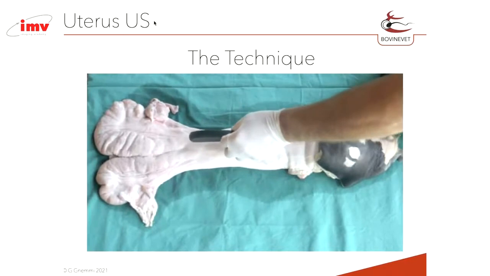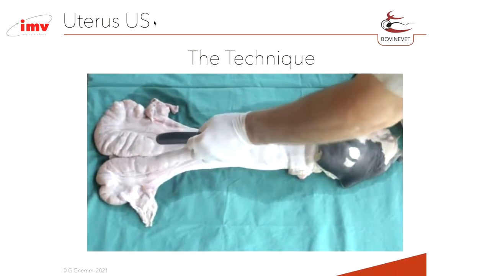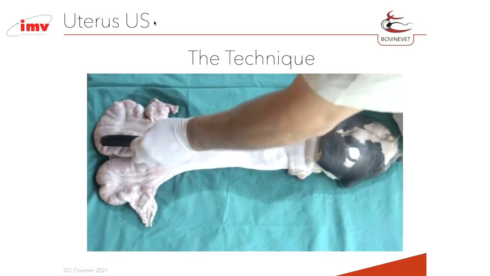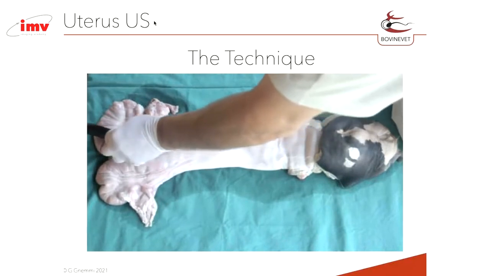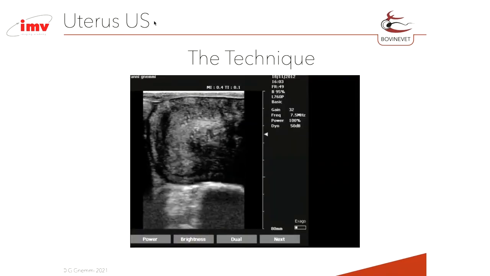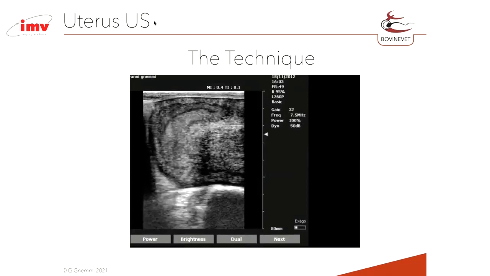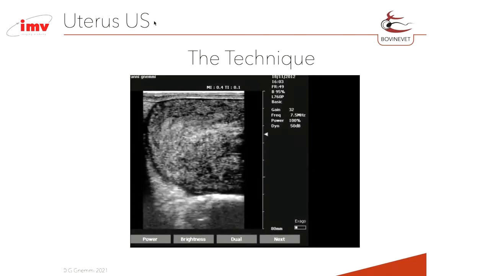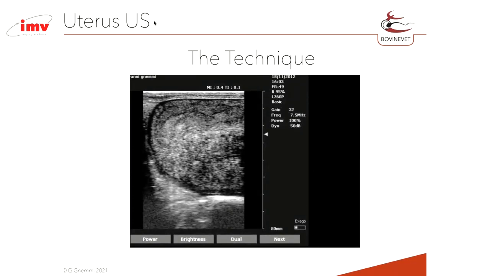So normally I use the probe in the palm of my hand, and I use the index finger like a direction guide to put the probe where I want. Well, here is the movie, and you can see that it's possible to see, also with a probe of 8, 10, 11 centimeters, everything without any problems.